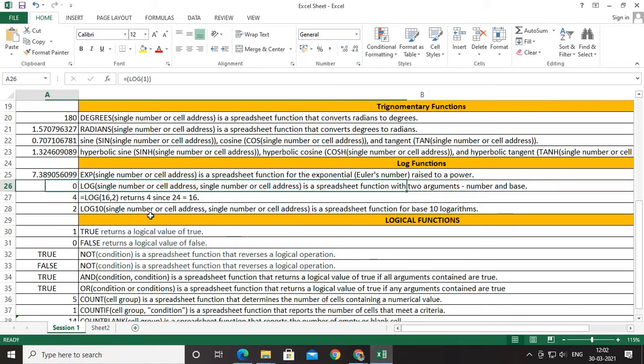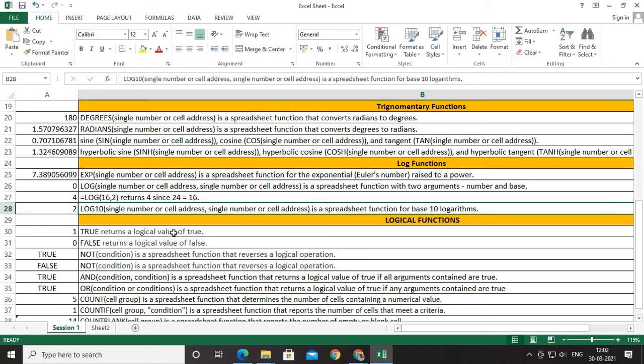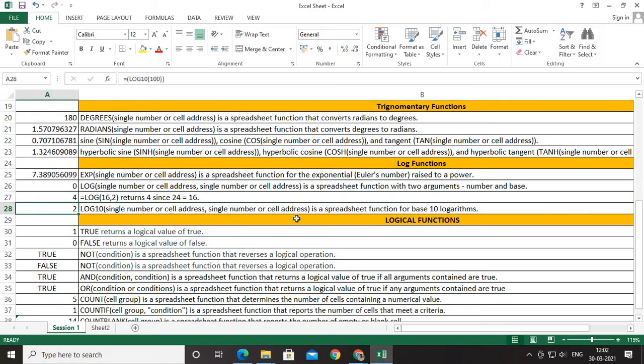The next one is again very simple, log. Simple log function. Log of 1 is 0. We tried it out. It's a single argument function. The next one is multiple arguments. Log of 16, 2, when I put it, I get 4, and this can be done. The next one is log10. Log10 is also available, and you can see that here log10 of 100, when I try, I get 2. So you can use it as log with a single number or cell address. You can use it as multiple arguments. You can use it as log10 as well. So you can try out all this.